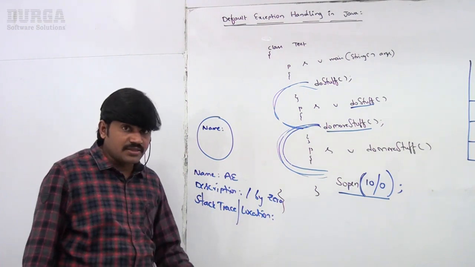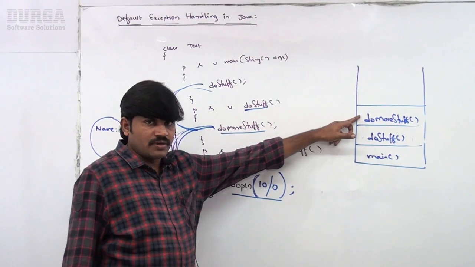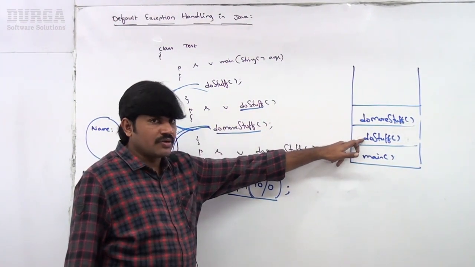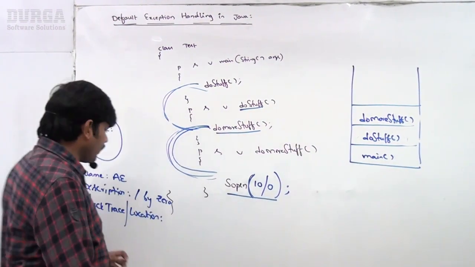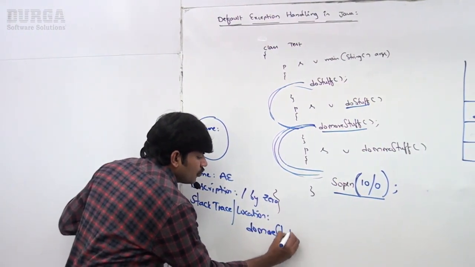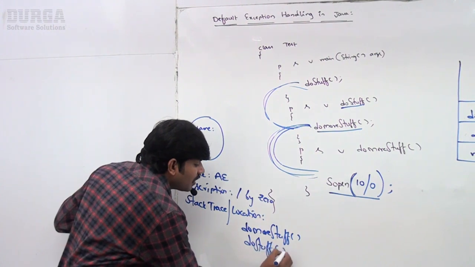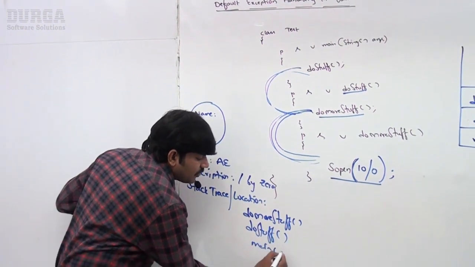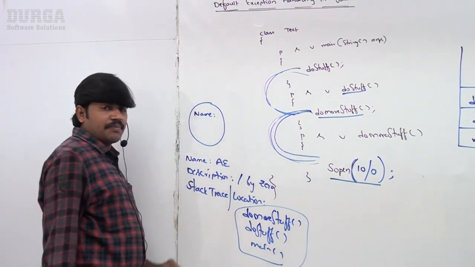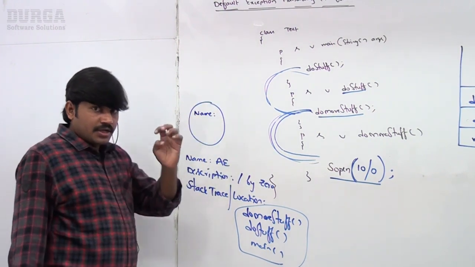Stack trace are locations, sir. Now, in which locations are? Inside do more stuff. Do more stuff is called by do stuff. Do stuff is called by main. Have you observed? Location is do more stuff, which is called by do stuff, which is called by main. This is the complete stack trace. Remember, with this information, exception object will be created.